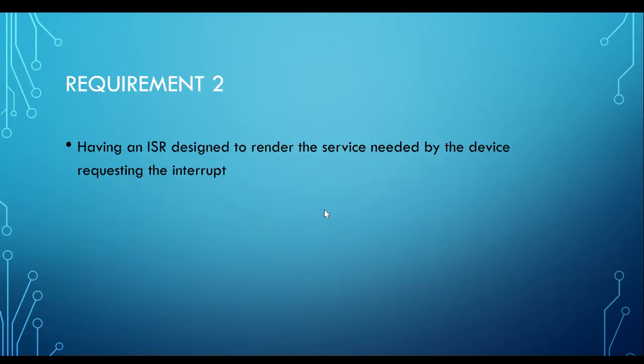Second requirement is having an ISR designed to render the service needed by the interrupt request. So you have to have an ISR. Your embedded system has to have an ISR attached to the main code. What happens in your ISR? Blink an LED. What happens in ISR? Do this, do this, do this. So you have to have an ISR designed to render the service needed by the device. Could be as simple as blinking an LED.